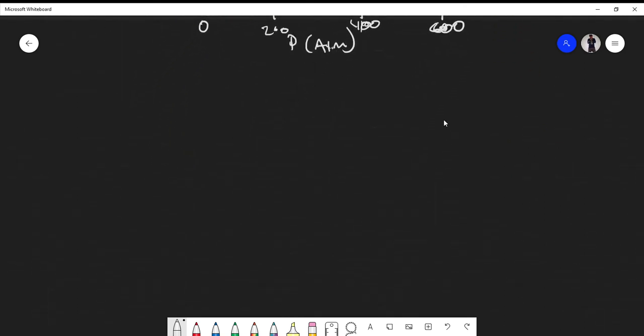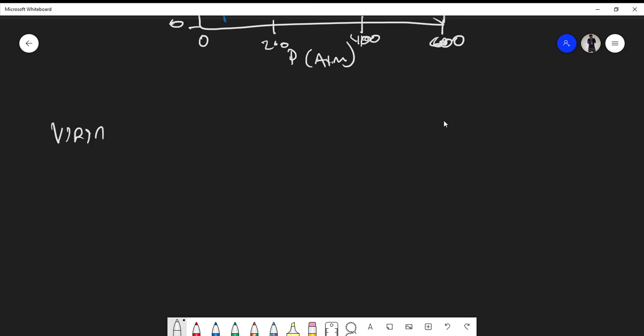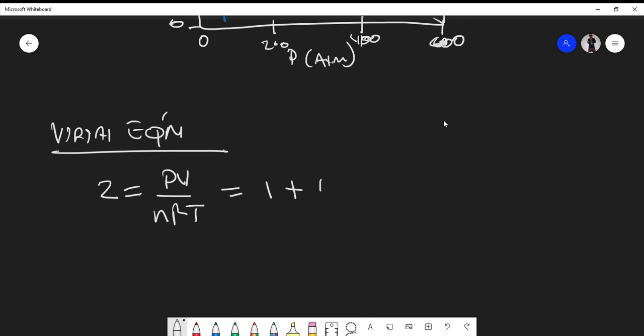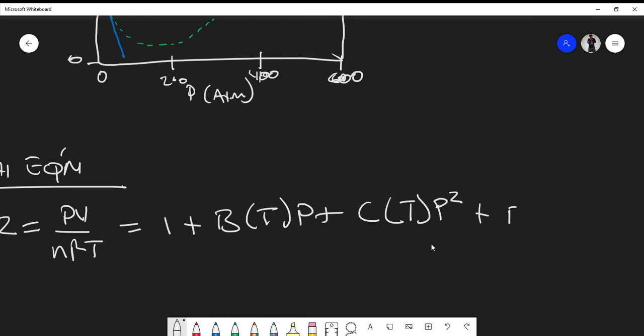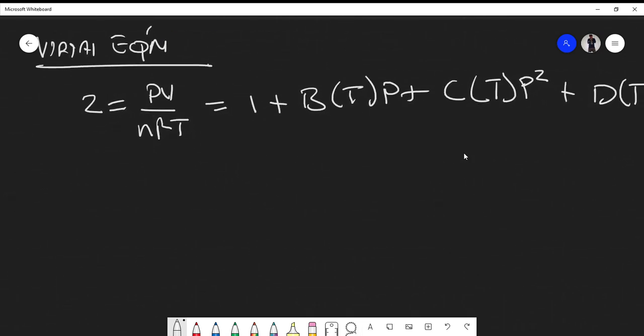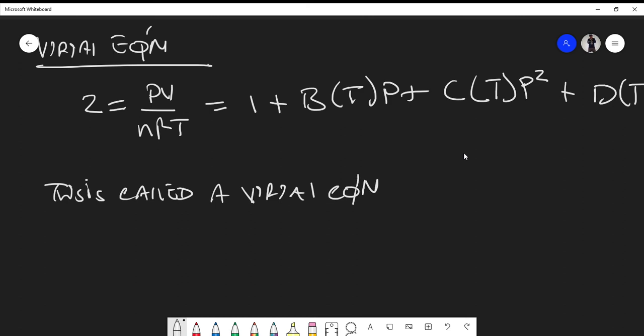Now let's switch gears and talk about what we call the virial equation. The virial equation says that Z is equal to PV over nRT, which is equal to 1 plus some arbitrary number B times T times P, plus C times T times P squared, and we're going to expand this a little bit, plus some arbitrary number D times T times P to the third power, and you can see the pattern, etc. So this is what we call the virial equation, or in other words, a virial expansion.